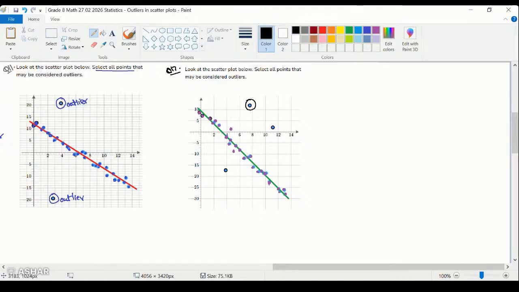This is an outlier, this is an outlier, and this would be an outlier. Any point which is far away from the line of best fit, because the line of best fit would pass through the maximum number of points or in between the maximum number of points, through and in between, right? So these 3 points are the outliers for this given question. Okay, let's look at another example.